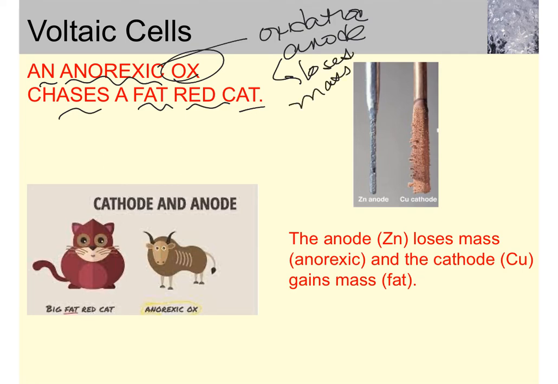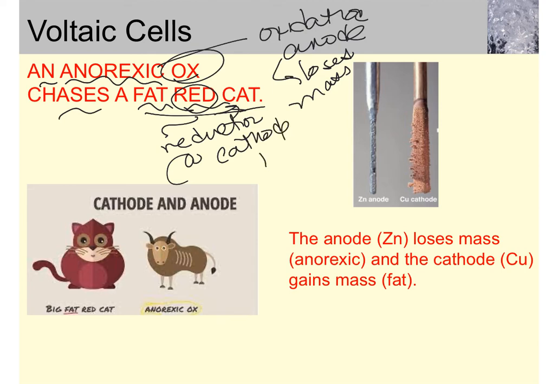All right. Reduction, fat red cat, reduction occurs at the cathode, cat, and the cathode gains mass. That's why it's fat. Okay, so maybe look at this picture of the skinny old ox and the big fat red cat, and it may help you with a few of the multiple choice questions.